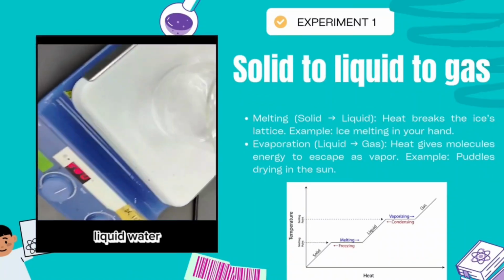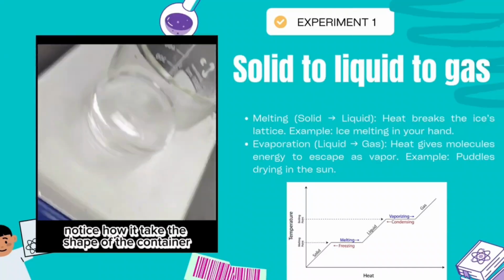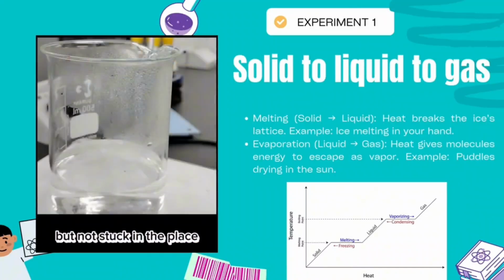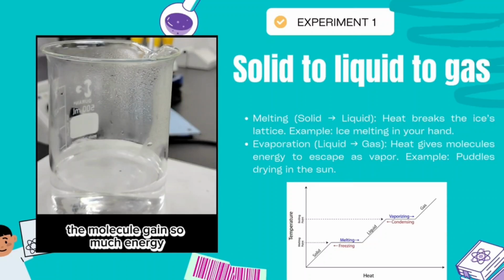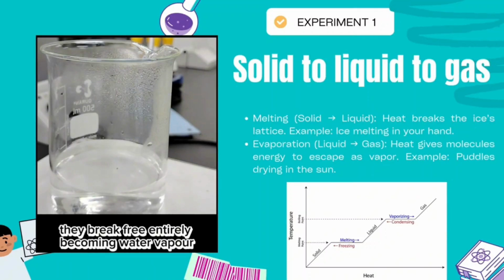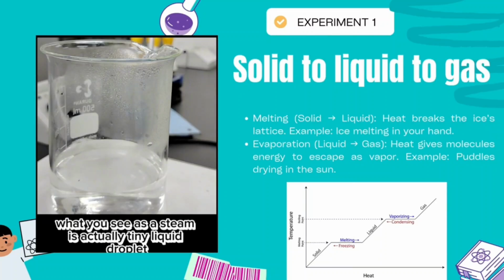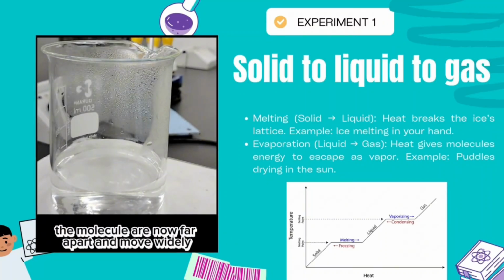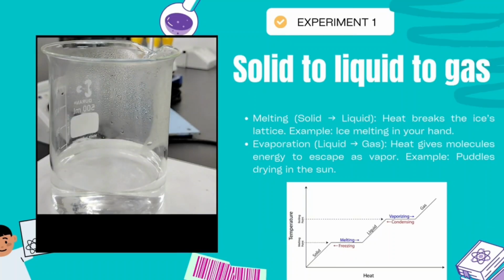This is liquid water. Notice how it takes the shape of the container? That is because the molecules are close but not stuck in place. Then when we keep heating, the molecules gain so much energy they break free entirely, becoming water vapor. What you see as steam is actually tiny liquid droplets, but the true gas is invisible. The molecules are now far apart and move widely, filling the air.